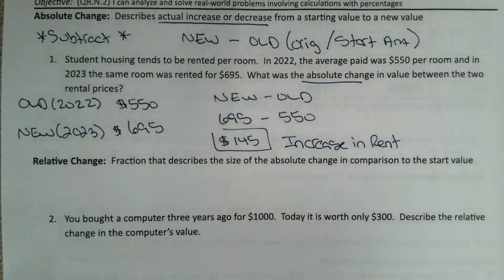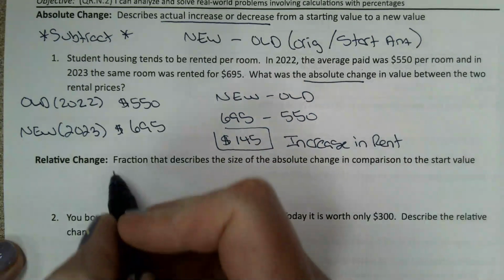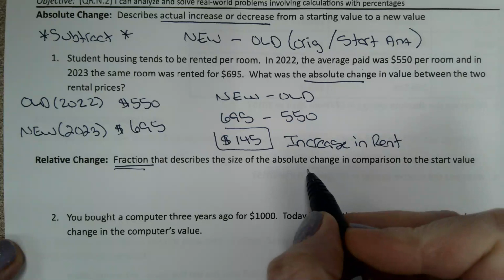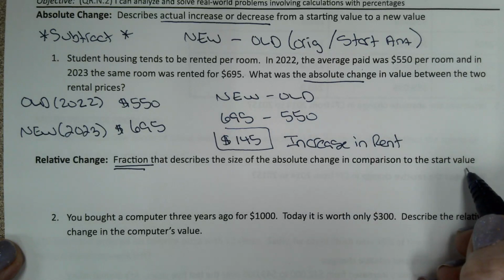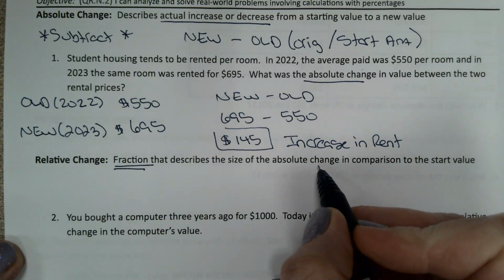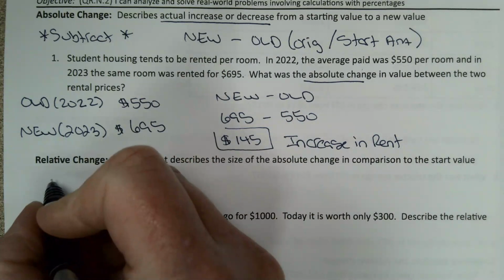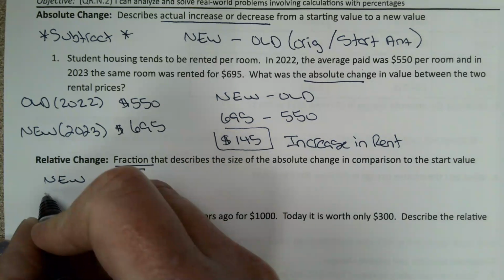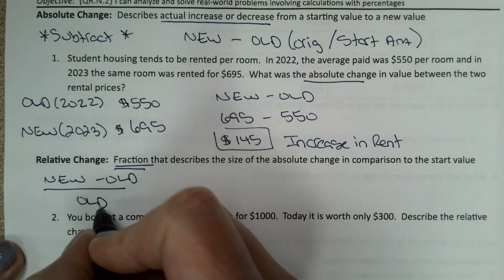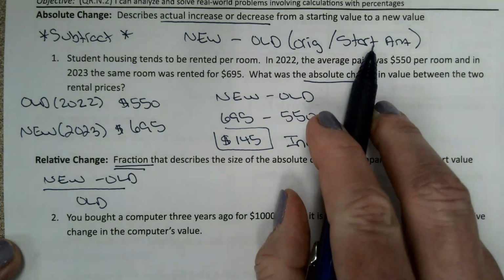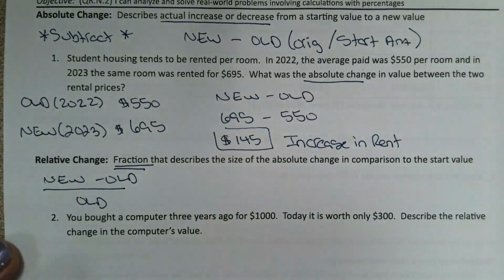It might ask for the relative change. The relative change is a fraction that describes the absolute change in comparison to the start value. All right, so the absolute change we just did. So this is new minus old divided by old, because it says in comparison to the start value. We know that the starting amount is the old amount. So this is the formula we're going to use.